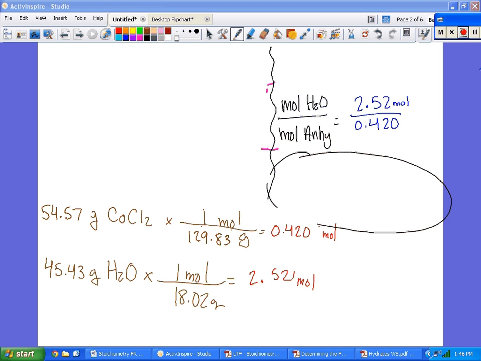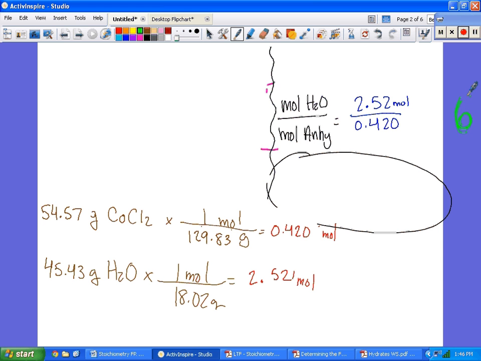One more time. Why did we not have to do any subtractions? They gave you the mass of the anhydrate and the mass of the water, because all we had to do was take those percentages, drop them, and turn them right into grams. Then we converted grams to moles, and then we did the moles of the water over the moles of the anhydrate. Did anybody get a whole number there? 6. Very good, 6 was your whole number.